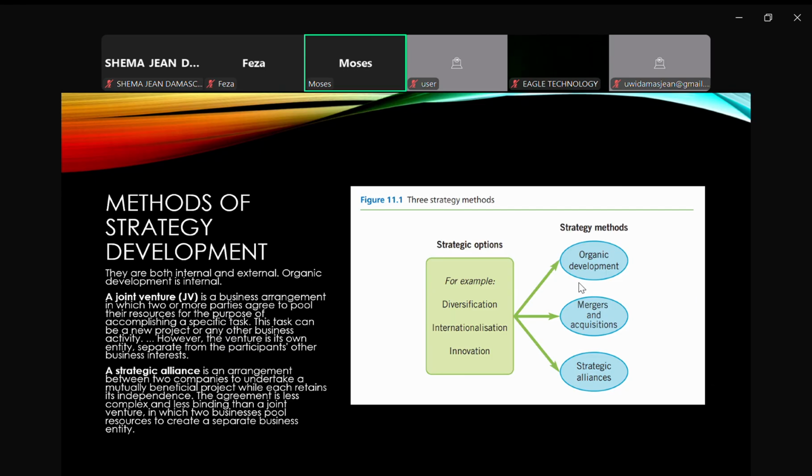Mergers and acquisitions, of course, is something you already know. And a typical example of a strategic alliance is a joint venture. Those are alliances between two companies that usually do not involve companies coming together 100%. They are simply alliances that are temporary.